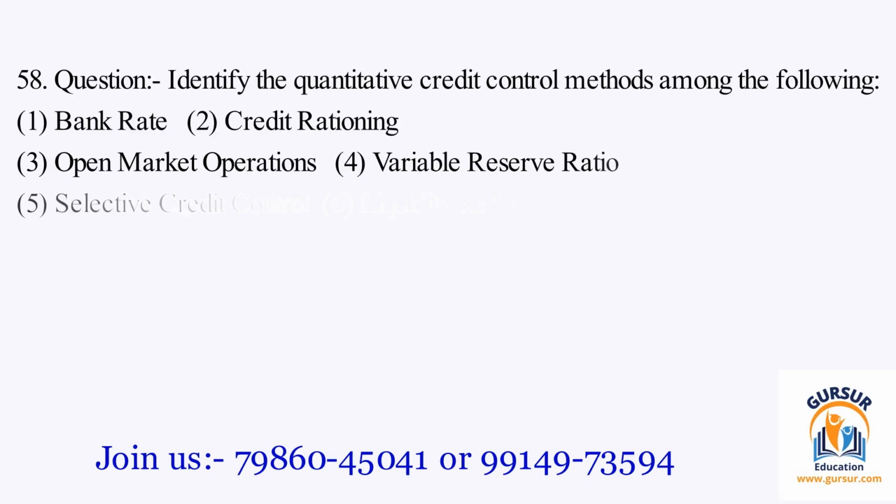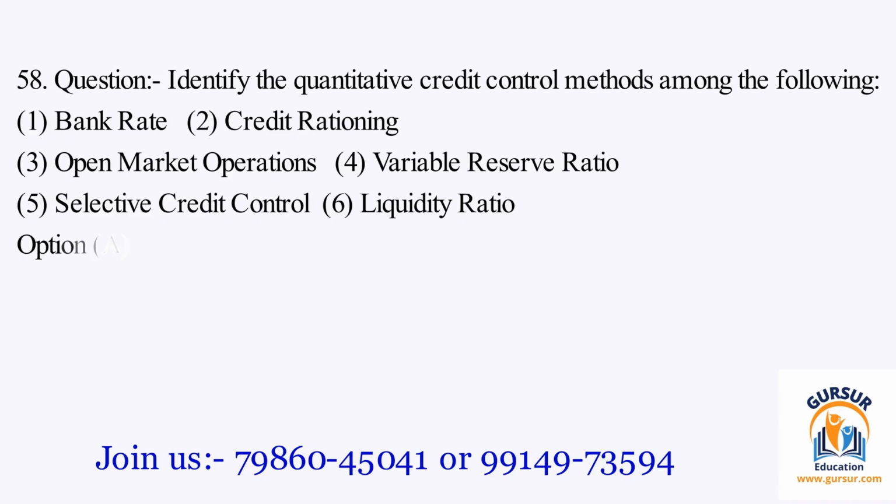Question number 58. Identify the quantitative credit control methods among the following. 1. Bank rate. 2. Credit rationing. 3. Open market operations. 4. Variable reserve ratio. 5. Selective credit control. 6. Liquidity ratio. The option A is 1, 2, 3, and 4.